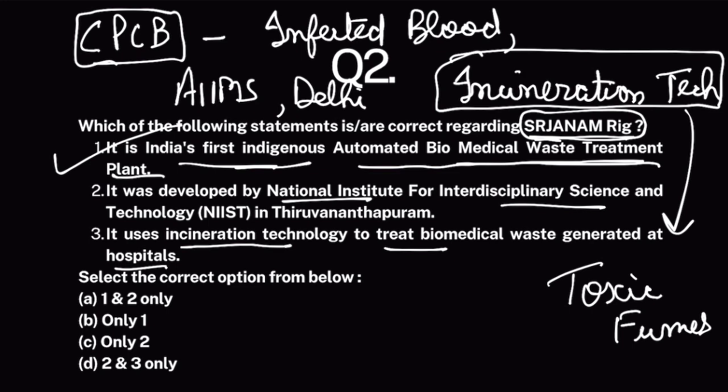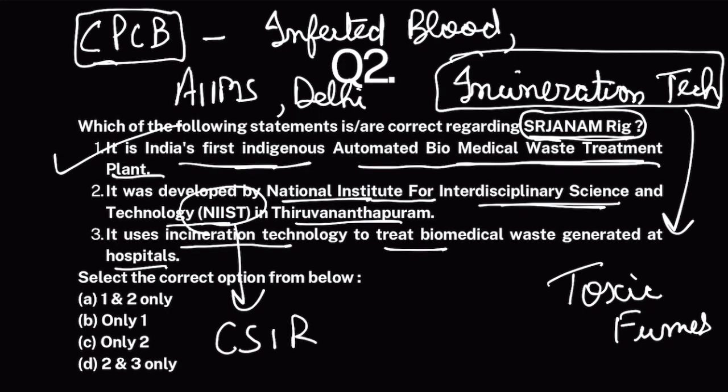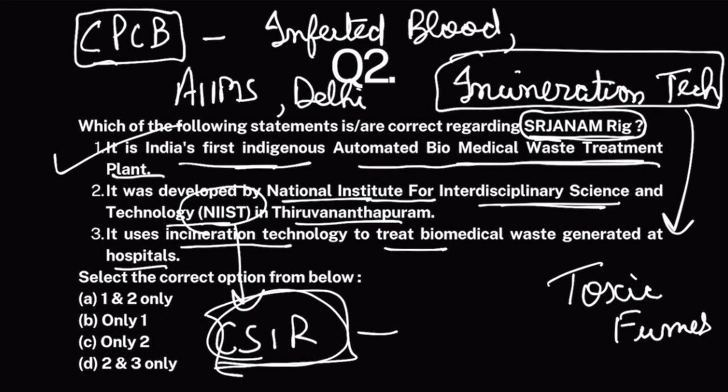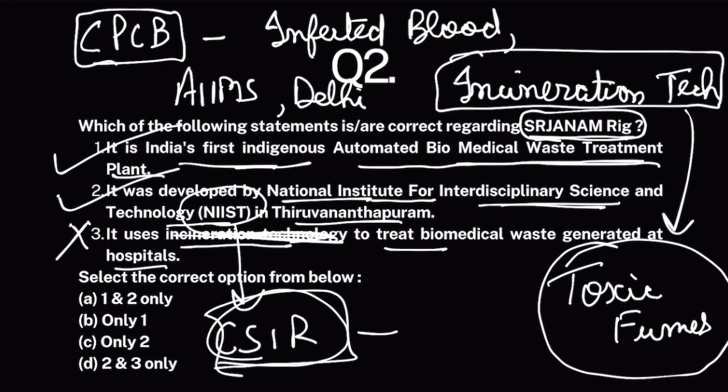Now, it was developed by National Institute for Interdisciplinary Science and Technology in Thiruvananthapuram. Now, this NIIST is a lab associated with Center for Scientific and Industrial Research. So, NIIST is an affiliated lab of CSIR, and CSIR functions under Ministry of Science and Technology. Alright, so this is correct. Now, it uses incineration technology. No, it was created to avoid incineration technology, because incineration technology generated toxic fumes. So this part is false. 1 and 2 only.